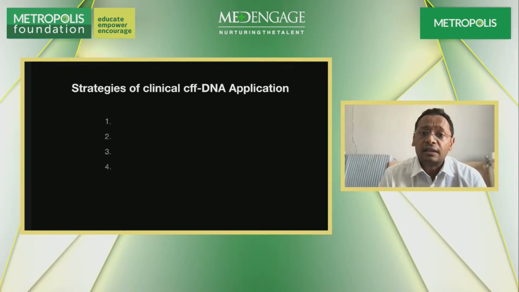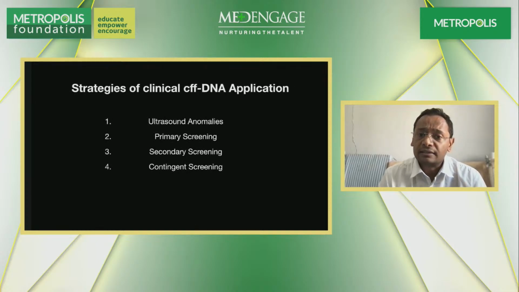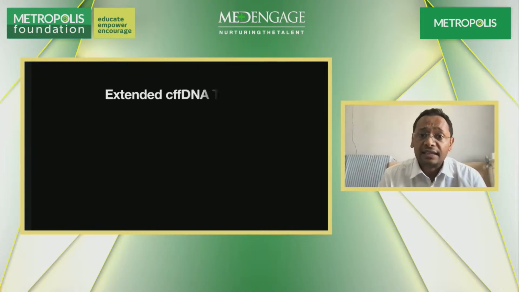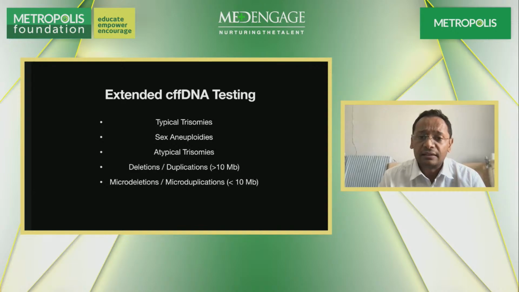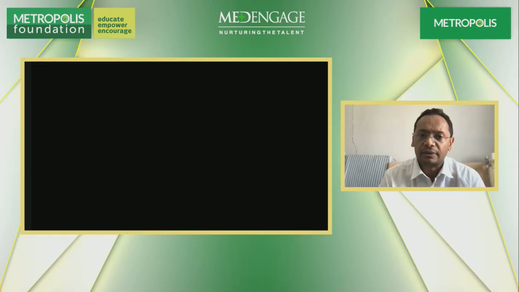Strategies of clinical cell-free DNA application. Like I said, if on ultrasound you find any marker, then we can obviously advise the patient to get an NIPT done, or use it as a primary, secondary, or a contingent screening test. Extended cell-free DNA testing, like I said, can be used for typical trisomies, sex aneuploidies, atypical trisomies, deletions and duplications more than 10 MB, and microdeletions and microduplications less than 10 MB.